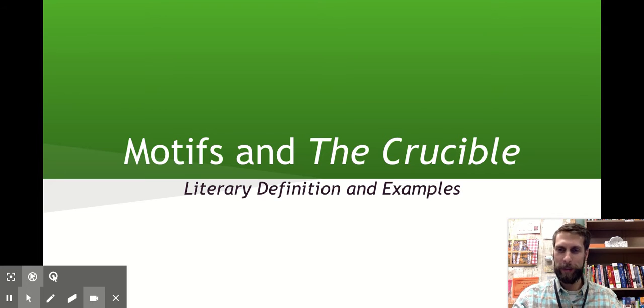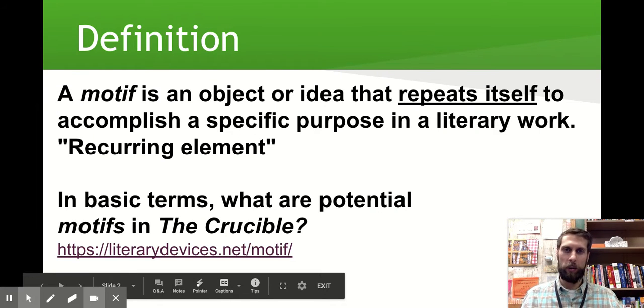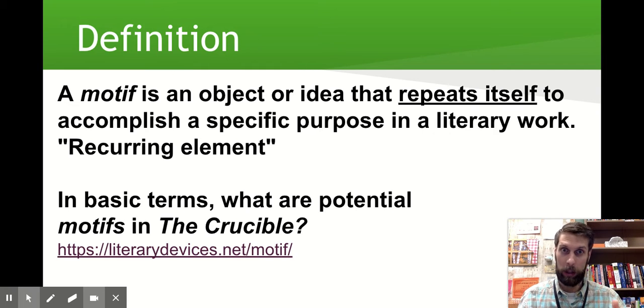The basic definition is the place to start here. All a motif is, you may have heard this word before, maybe in a literary analysis context or not, but it's just something that repeats itself in a literary work, and it can be confused with theme and stuff like that. We're going to talk about that.